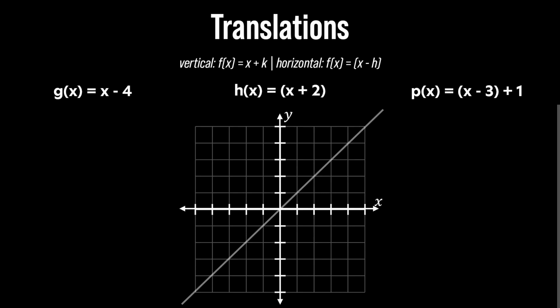Today we're going to learn about translations. Vertical is f of x is equal to x plus k, and horizontal is f of x is equal to, in parentheses, x minus h. So we know that the parent function is f of x is equal to x.